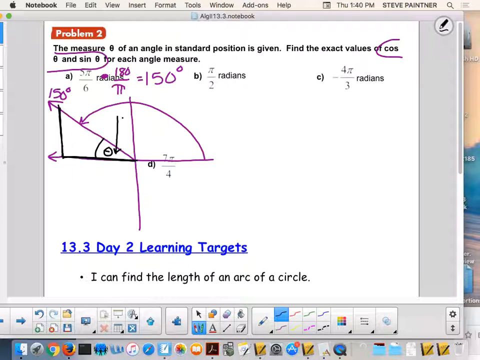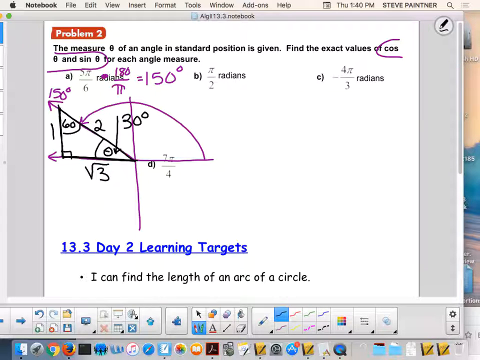30. That is a 30. See, now that you know it's a 30, you know this is 60. You know this is right. So now you know your legs, where to put them. Opposite of a 30 is, we used 1, didn't we? Opposite of 60: square root of 3. Hypotenuse: 2.